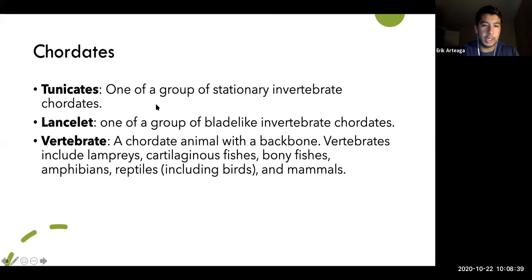All right. So tunicates, one of a group of stationary invertebrate chordates. Lancelet, one of a group of blade-like invertebrate chordates, and vertebrate, a chordate animal with a backbone. Vertebrates include lampreys, cartilaginous fishes, bony fishes, amphibians, reptiles, including birds, and mammals. So if you didn't know, birds are reptiles. Okay, they are ancient in their divergence, but still reptiles nonetheless.